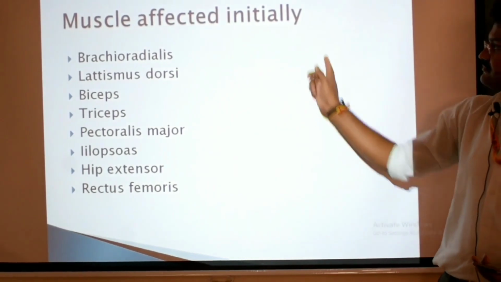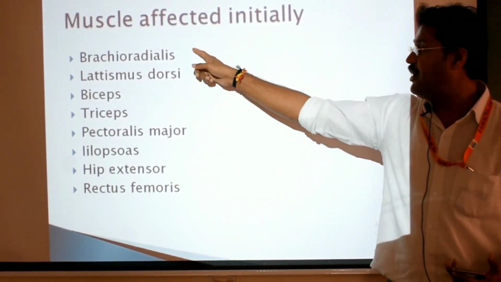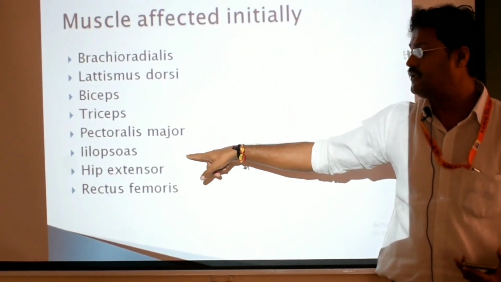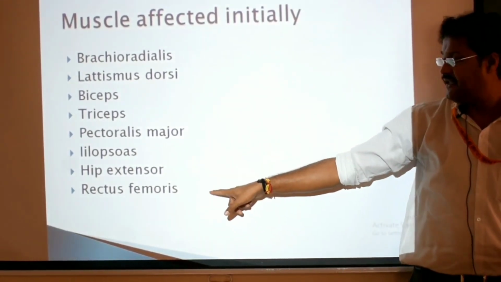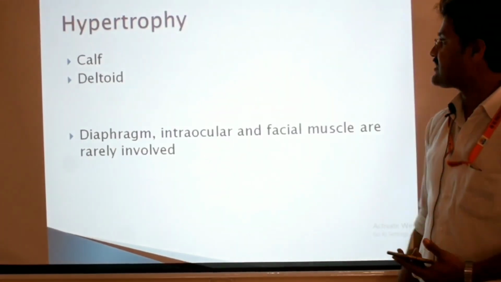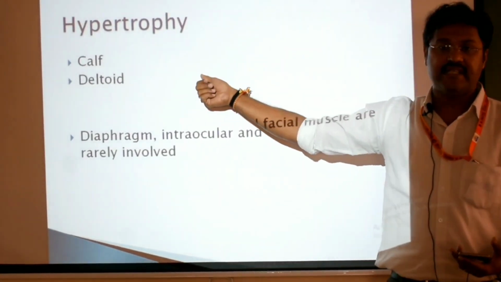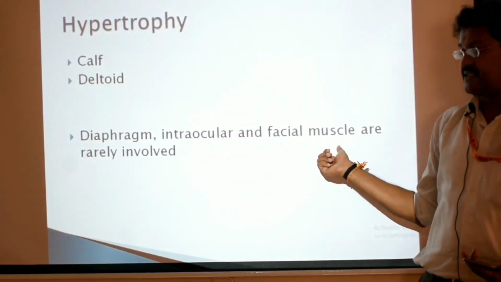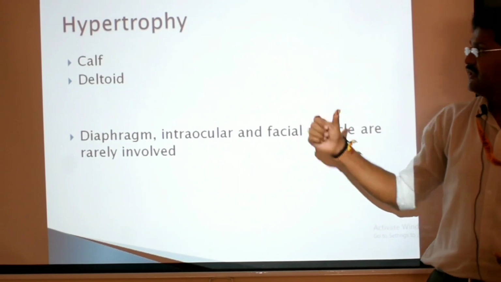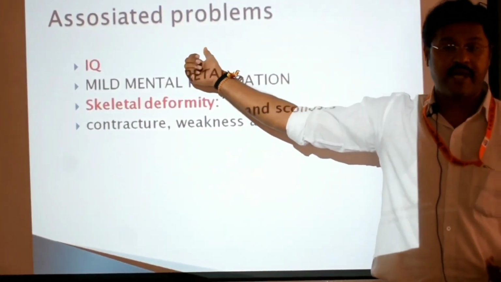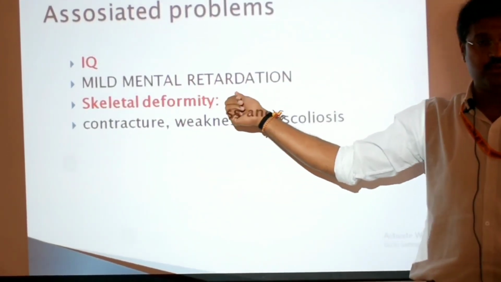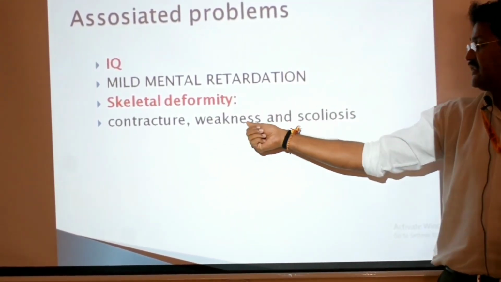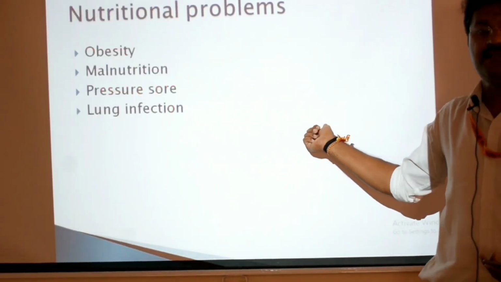Next. Which muscles are affected most commonly in myopathy? Brachioradialis, latissimus dorsi, biceps, triceps, pectoralis major, iliopsoas, hip extensors, and rectus femoris. Next. Hypertrophy is mostly present in calf muscles and in deltoid muscles. Also involved are the diaphragm, intraocular and facial muscles, in later stage or rarely. Now, associated problems with myopathy: first, IQ, mild mental retardation, skeletal deformity and contracture, weakness and scoliosis are present.